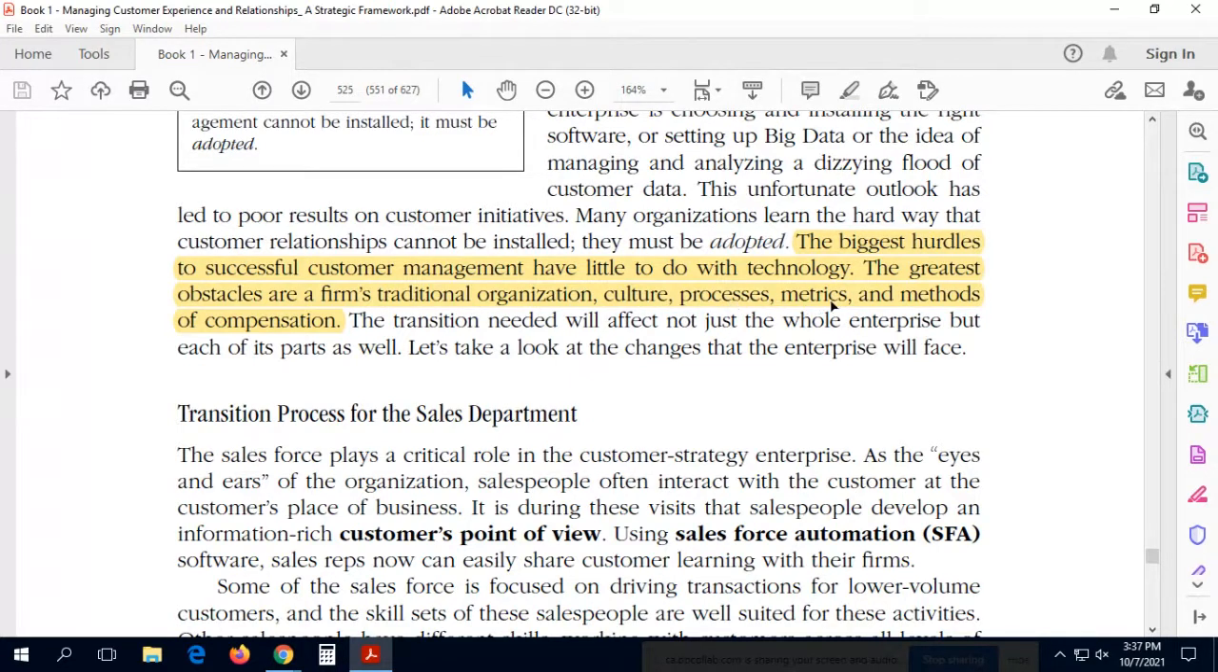Processes, metrics, yeah, different metrics to measure different things. Methods of compensation is, I think, very important. I hope I have highlighted some things on methods of compensation in the chapter, because it's the sales people who are the front office people. I'm thinking why they should really try to do well with profitable customers. There has to be some incentive for them to see which customer is more profitable.